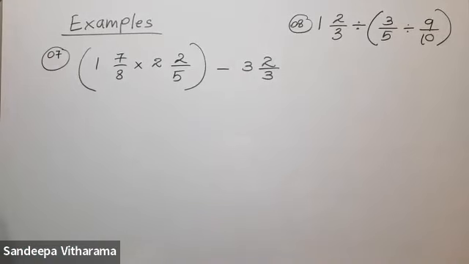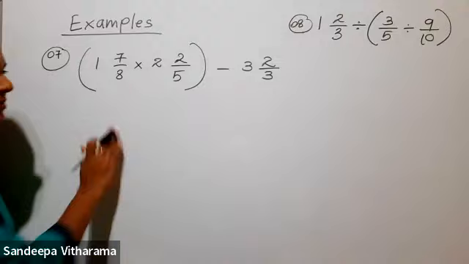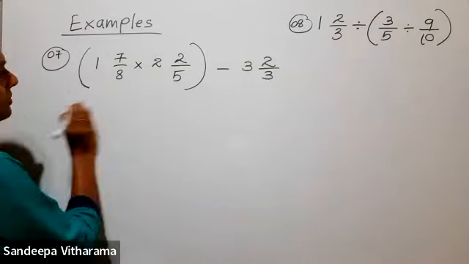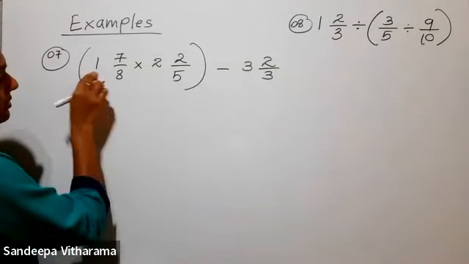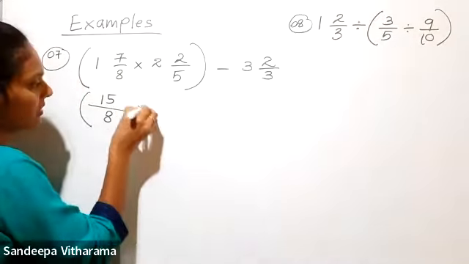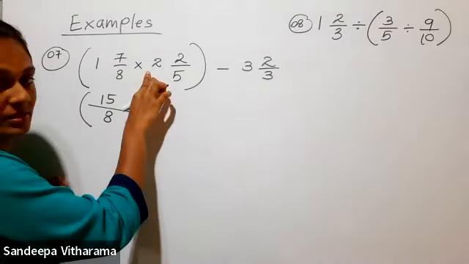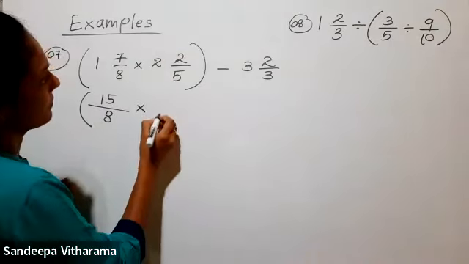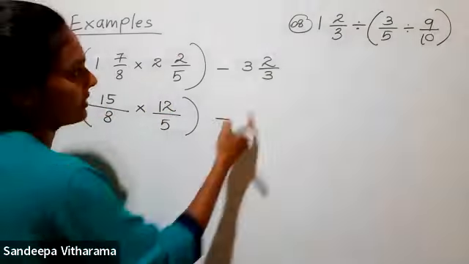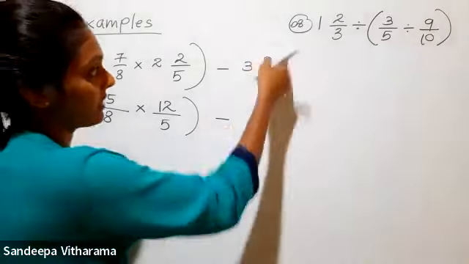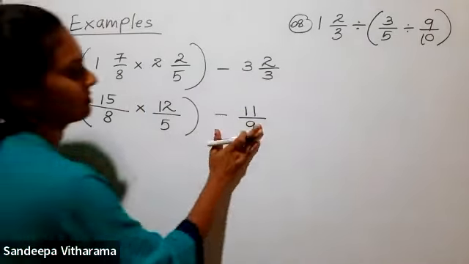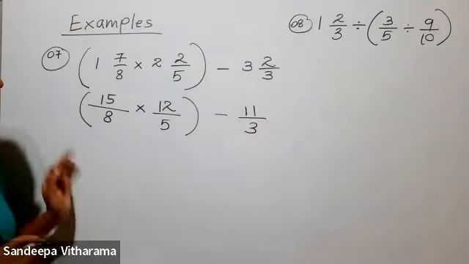Converting the mixed numbers into an improper fraction. Yes, very good. First of all, we have to convert the mixed numbers into improper fractions. Okay, let's do. Then here it is 8 into 1, it is 8 plus 7, it is 15. Okay, multiply. Here 5 into 2, it is 10. 10 plus 2, it is 12. 12 upon 5. Okay. Then 3 into 3, it is 9. 9 plus 2, it is 11. 11 upon. Sorry.